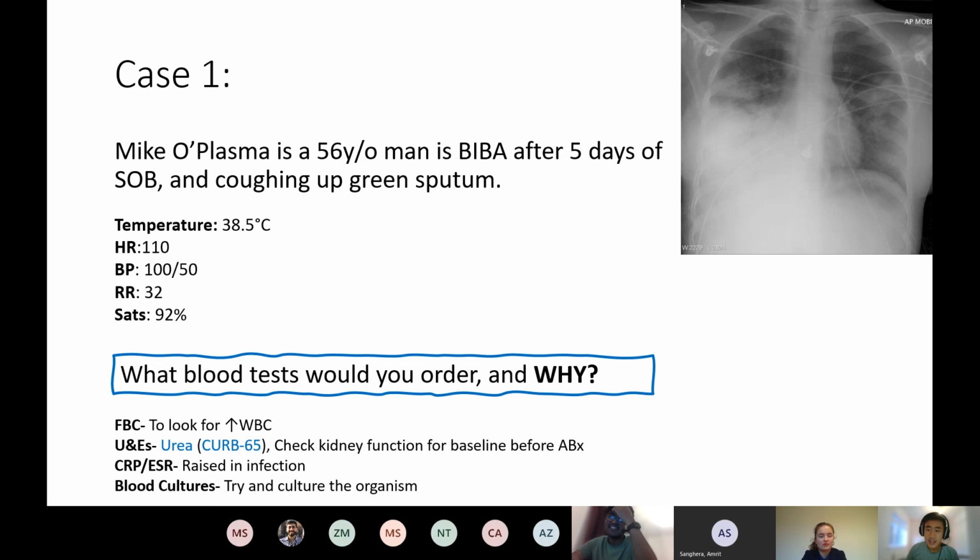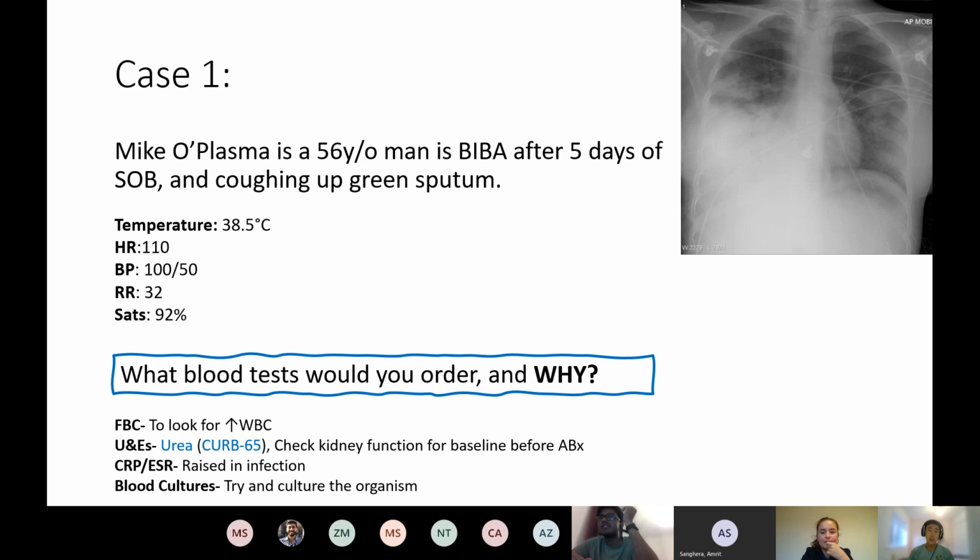Full blood count, fantastic, Zach. Any idea why you'd order a full blood count? See the white blood count. Excellent. Yeah, it might be raised in infection. Fantastic. Any other offers? What else would you do? Would you just do the full blood count, or was there any other blood tests? Please, guys, just go for it. Chances are I've listed it.